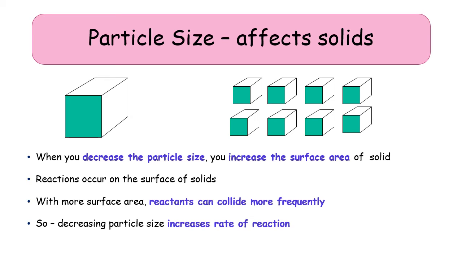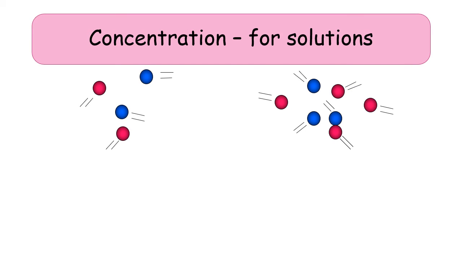Similarly, if you increased the particle size, you would decrease the rate of reaction. Concentration. So we've got 2 images. We've got one on the left-hand side representing low concentration and one on the right-hand side representing high concentration. Now, concentration is the property that only solutions have. So when a chemical is dissolved in water or another type of solvent.